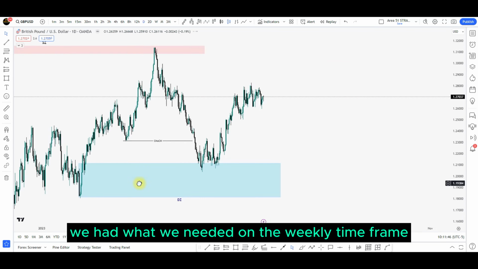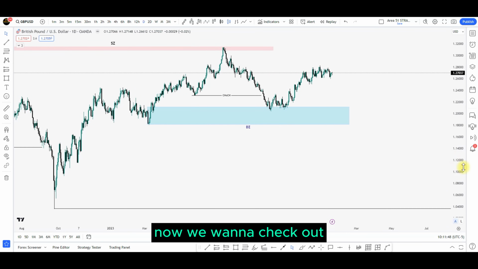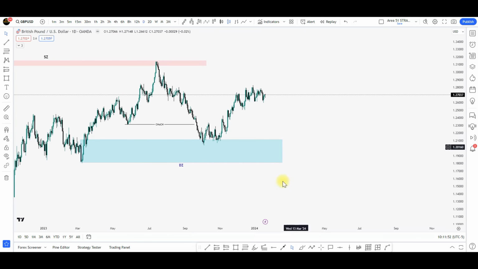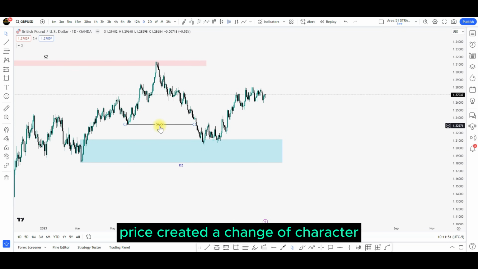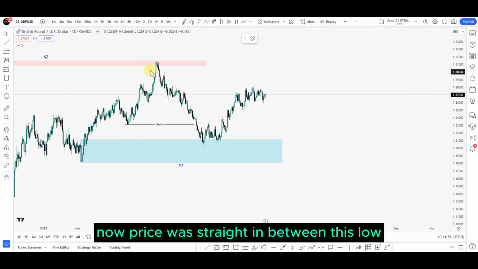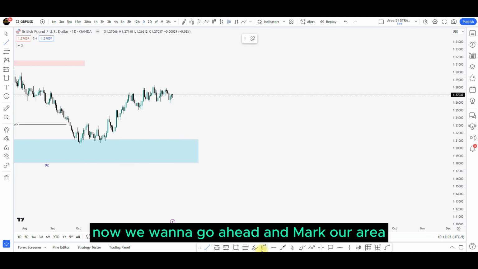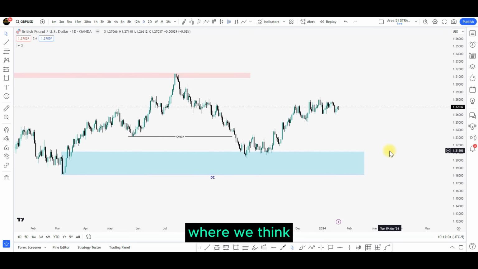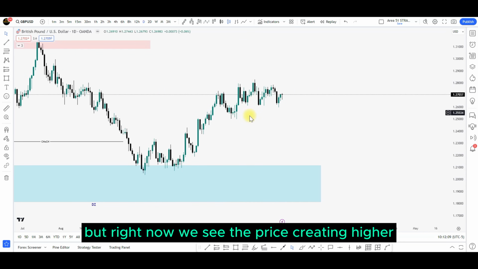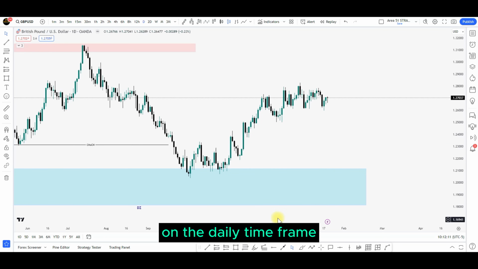We had what we needed on the weekly time frame. Now we want to check out what's happening on the daily time frame. So on the daily time frame, price created a change of character. Now price was trading between this low and this high. Now we want to go ahead and mark our area where we think price will reverse and continue to the downside. But right now we see the price creating higher highs, higher lows on the daily time frame.